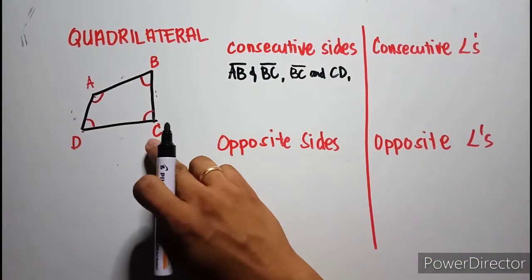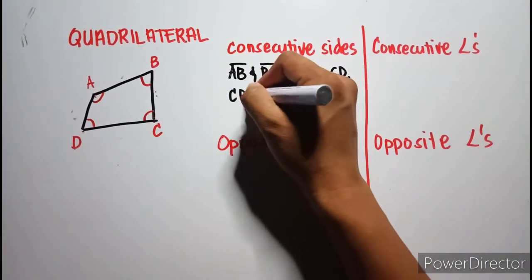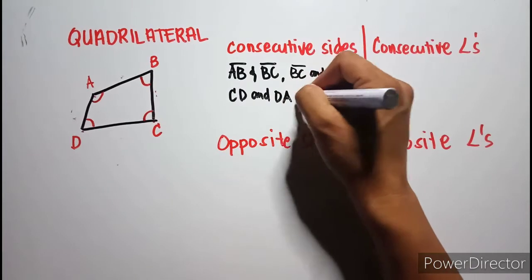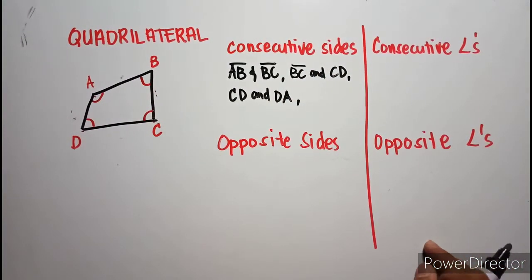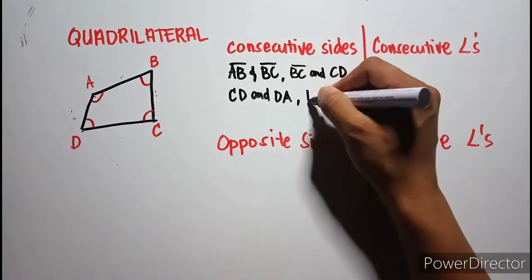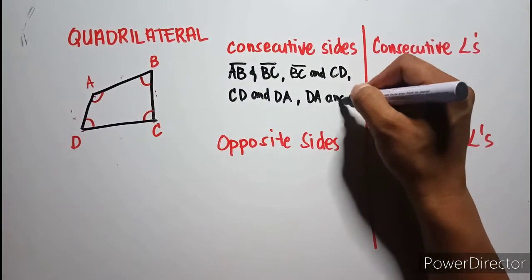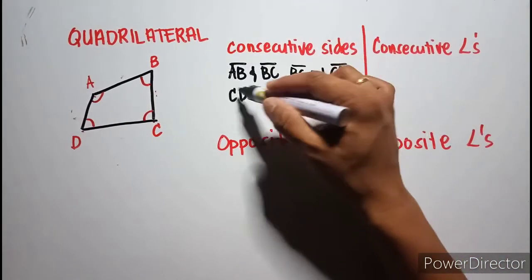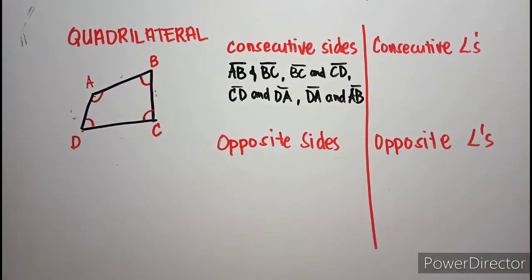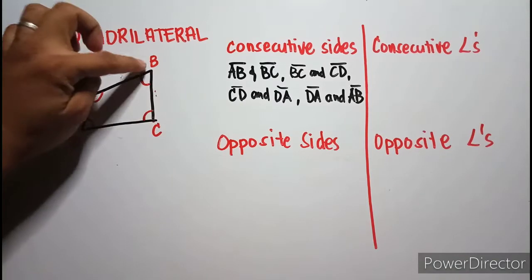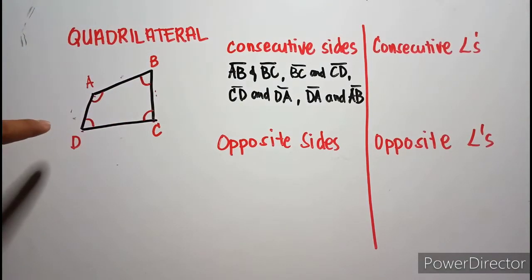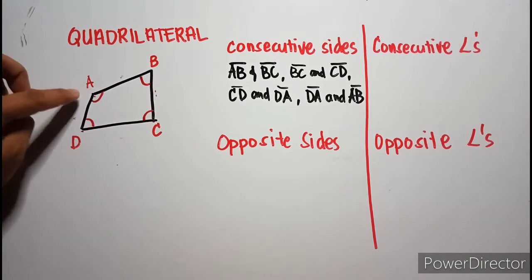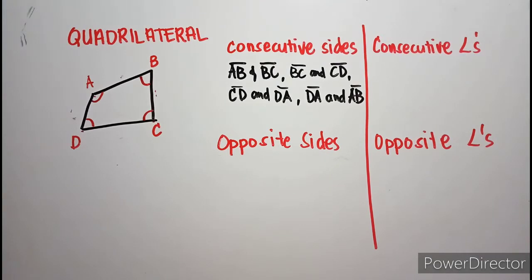Then, pwede rin na si CD and DA. At pwede rin naman na si DA and AB. So, ito ang ating consecutive sides, magkasunod. AB, BC, BC, CD, CD, DA, DA, AB. So, this is our consecutive sides.